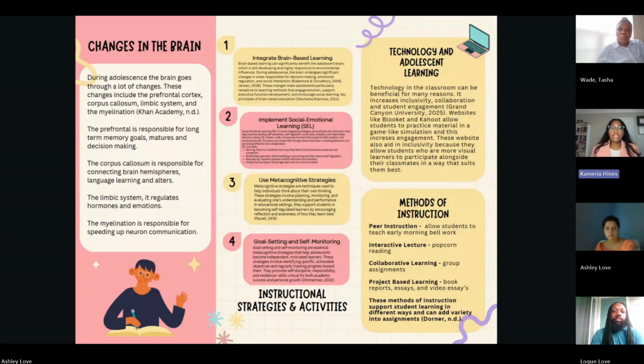Collaborative learning, so that is group assignments. Project-based learning, book reports, essays, and video essays. And these methods of instruction support student learning in different ways and can add variety into assignments.